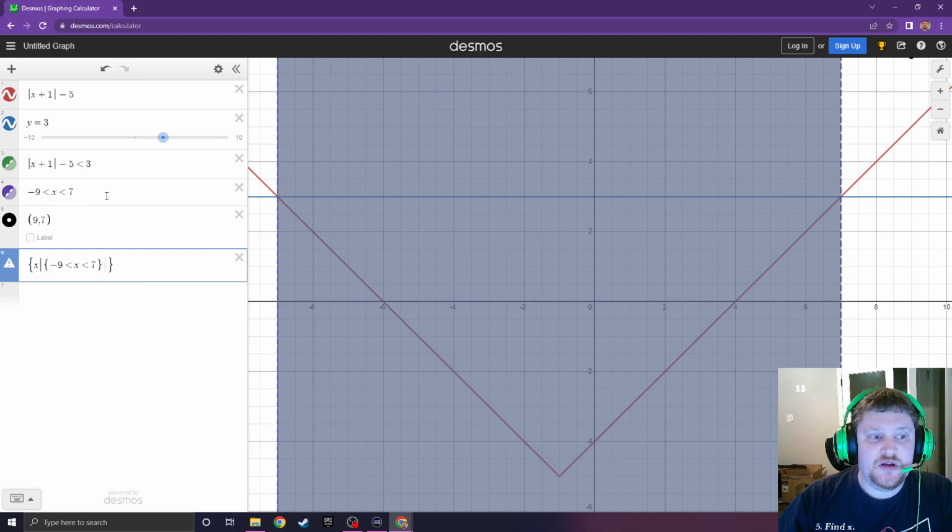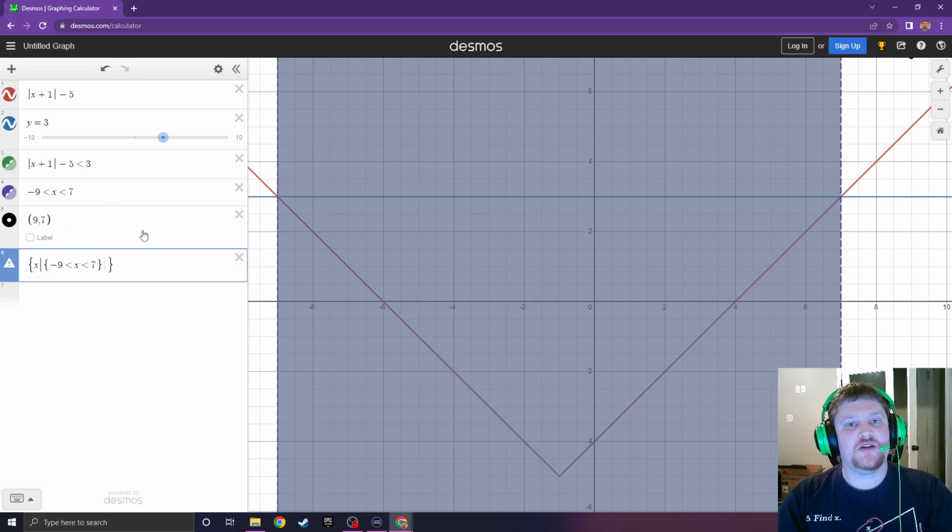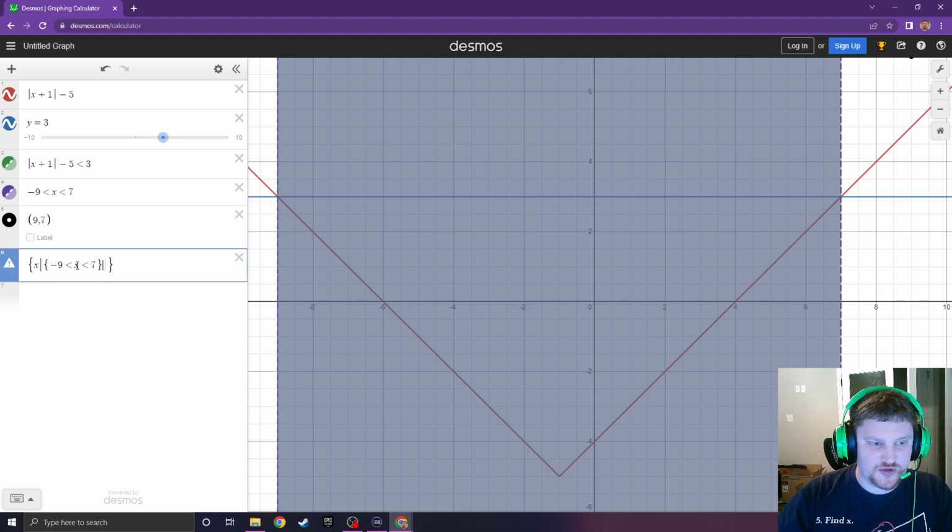Any one of these three is correct. The only thing you have to be careful with, just like before, is making sure that you know which one it's asking for. If the question asks for the answer in a specific way, make sure you give it that answer in that method. So if it asks for inequality notation, interval notation, or set notation, make sure you're giving it the one that it wants.